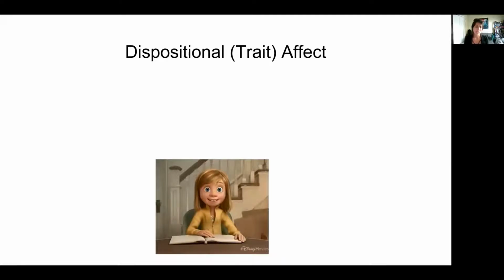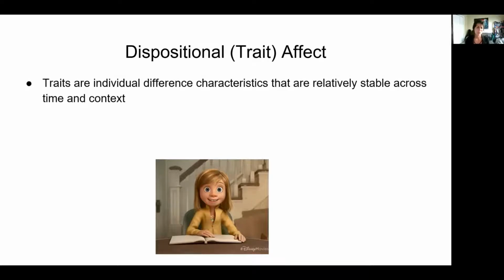So a trait is kind of considered a disposition. When it comes to affect, and we're talking about emotions, this means things that tend to be how you feel broadly all the time. Your disposition towards certain types of affect, and in psychology, we usually mean positive or negative affect. So basically, to be very clear, it means traits, which are individual difference characteristics.